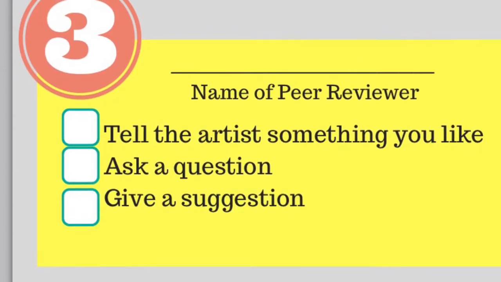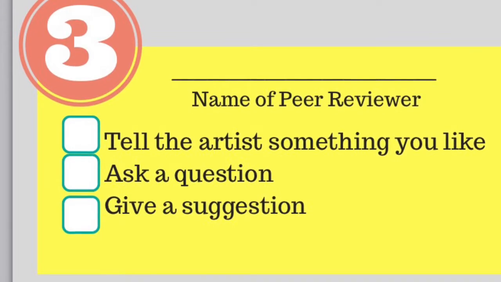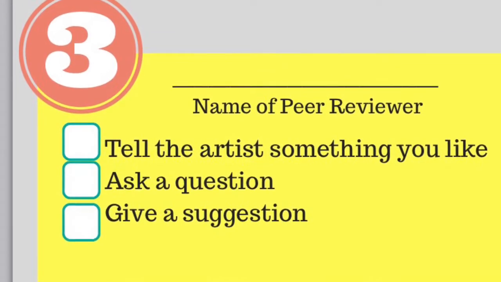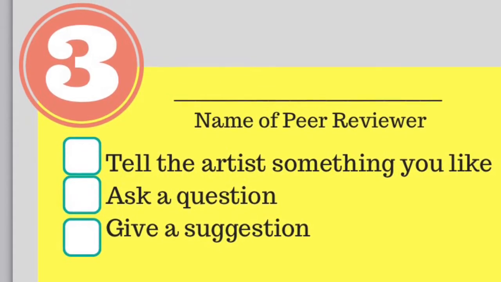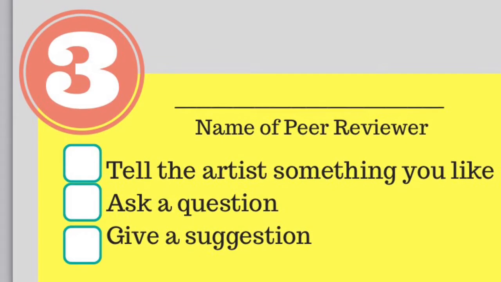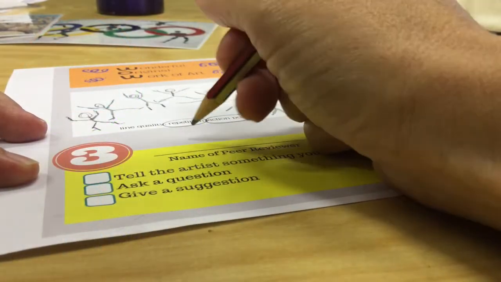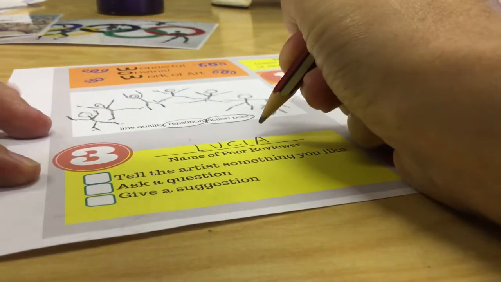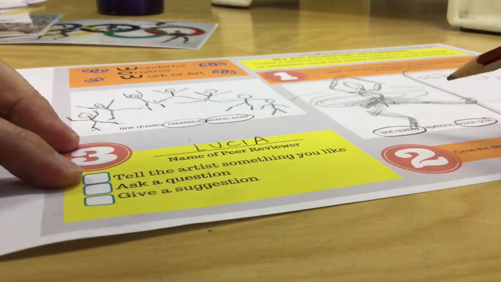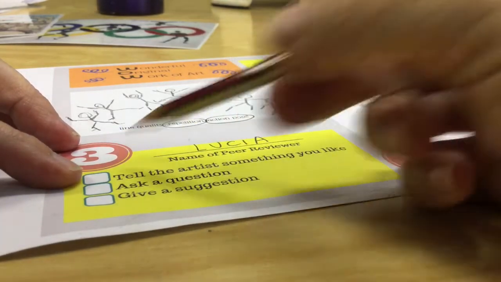Welcome to step 3. Step 3 is getting some advice from a friend, from a peer, about how to develop your idea to make it even better. Here's how to do it. Okay, so the name of my peer reviewer is Lucia, and she is going to go ahead and write her name right there. And as she gives me suggestions on my work, she's going to check them off.